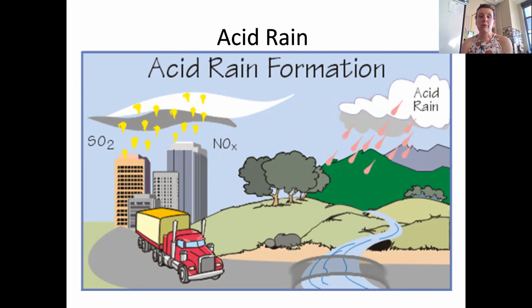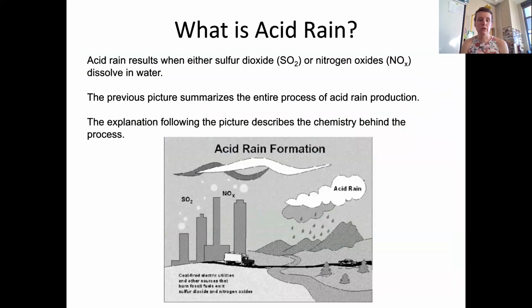So this is not the image that you're going to see on your activity yet, but for acid rain formation, we're going to go through and talk about it a little bit. So first of all, what is acid rain? We've talked about this. It results when either sulfur dioxide or nitrogen oxides dissolve in water and create those acids. We've talked about sulfuric acid, sulfurous acid, nitric acid, nitrous acid. Those are strong acids. Our natural rain is acidic, just a little bit, because it has a weak acid called carbonic acid, but those ones are going to make strong acids.